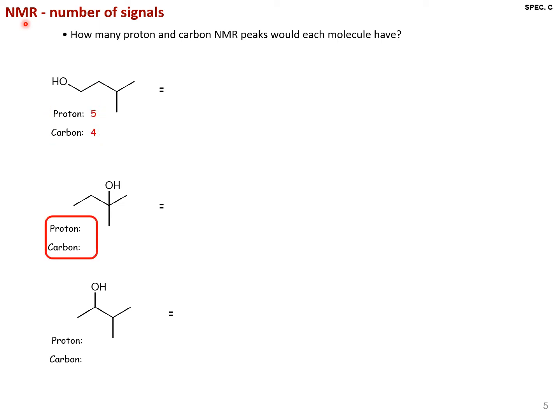Move on to the next one. Again, if the methyls are equivalent, and they are, you would expect to have 1, 2, 3, 4 proton peaks and 1, 2, 3, 4 carbon peaks. See if you can predict the number of proton and carbon peaks for this example. If you predicted 5 proton peaks and 4 carbon peaks, you'd be mistaken.